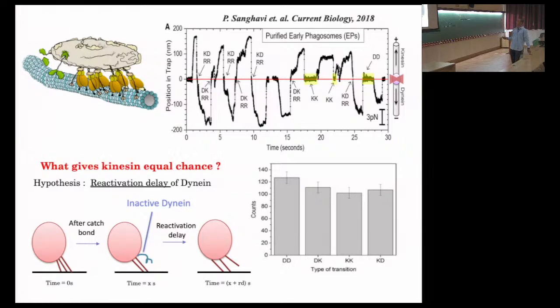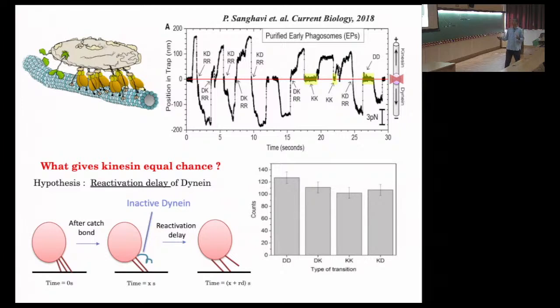You look at these events over many cargoes, and you call these events either K events or D events, kinesin events or dynein events, and you have two kinds of reversals, two kinds of transitions. One is K followed by D, D followed by K, or K followed by K, or D followed by D. There are two possibilities, kinesin or dynein, so there are 4 combinations.